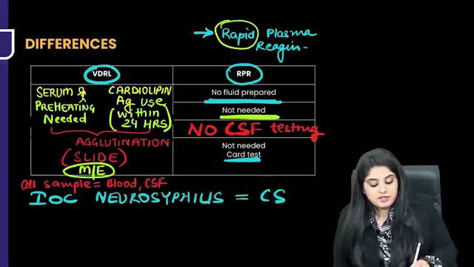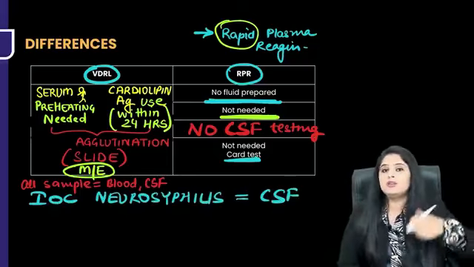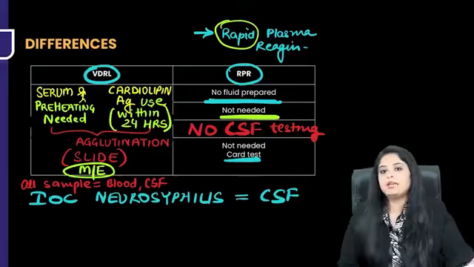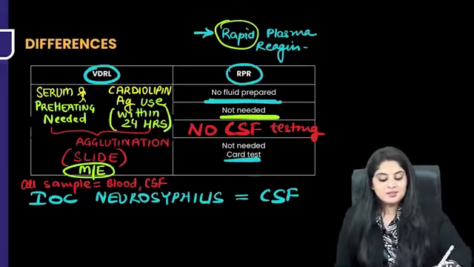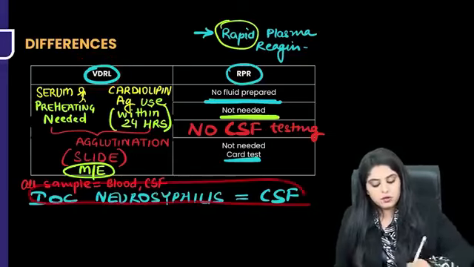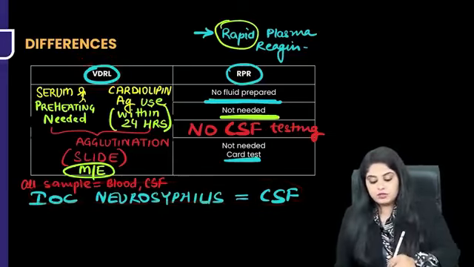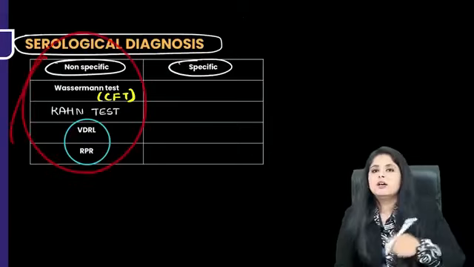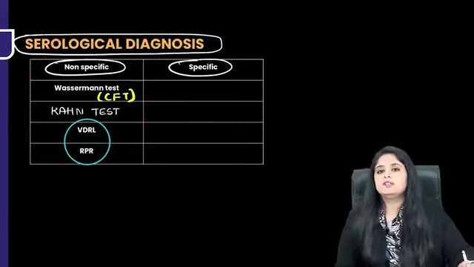So ma'am, for CSF, if you want to get the top rank, you will have to listen to the main videos. Only RR is not enough. So please note, VDRL can even test the CSF sample. So for neurosyphilis, you will always do VDRL. Very important question. So the non-specific tests are done. Non-specific means they will come in many other diseases also.